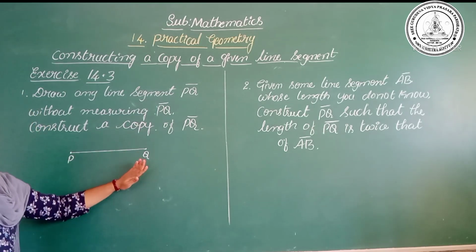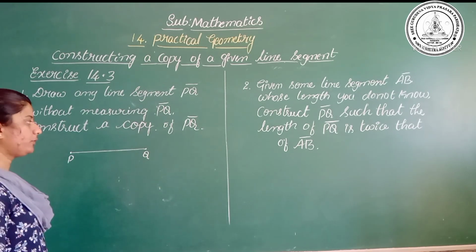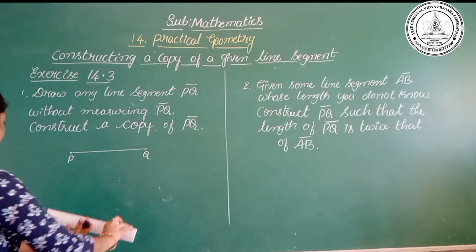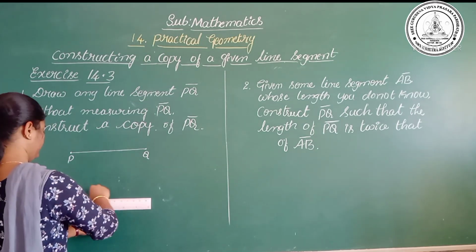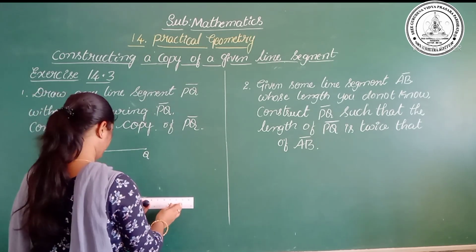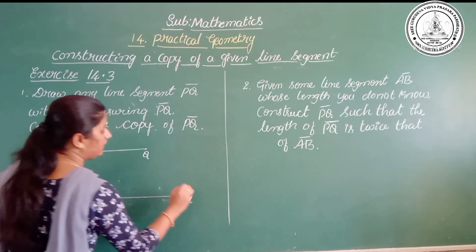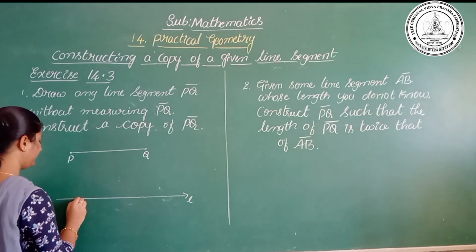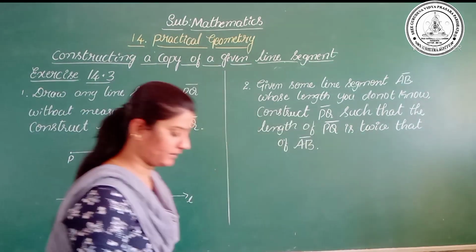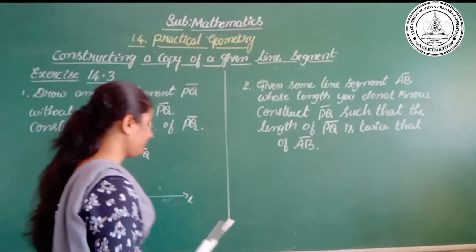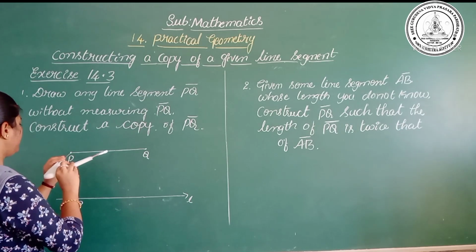And next, without measuring the PQ, construct a copy of PQ. So now we have to construct a copy of the line segment PQ. So what we have to do? First we have to draw a line L. It is the line L and I will mark here the point P, and take a compasses and measure the given line segment PQ.